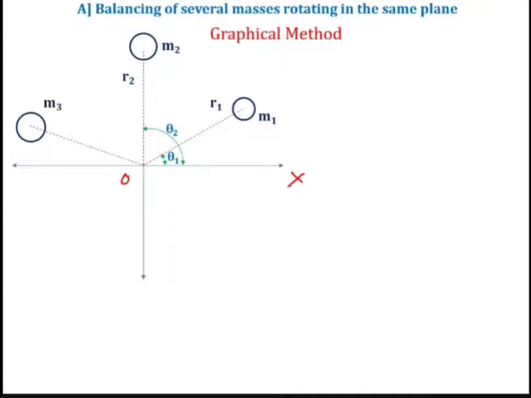Again, let us say M3 is located at a distance R3 from the axis of rotation of the shaft and at an angle theta3 from OX. Try to understand that I am not considering the angles between M1 and M2, or M2 and M3. I am considering all the angles from the horizontal line OX. This is the procedure. Last is M4, which is located at a distance R4 at an angle theta4. So this is the first step. Now what is the second step in this?